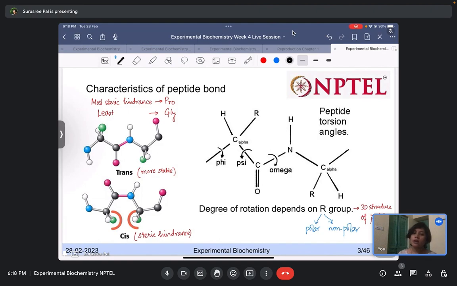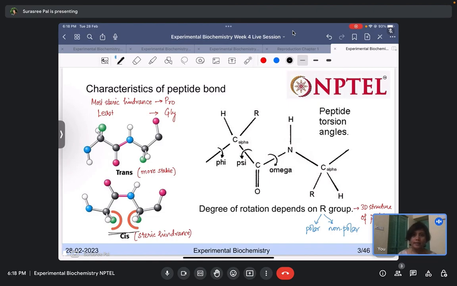And of course a trans configuration is a more stable configuration. And why is that so? Because in a trans configuration there is less chance of steric hindrance, whereas in a cis configuration the steric hindrance is much more. You can see here in a cis configuration the steric hindrance is much more. So which is why the cis configuration is less stable than the trans configuration.